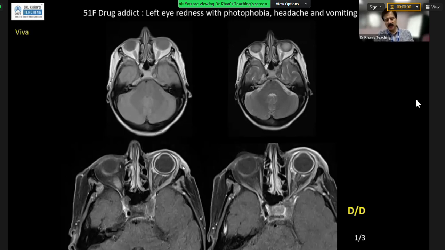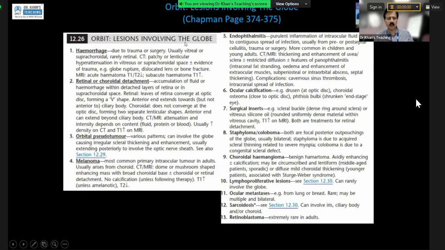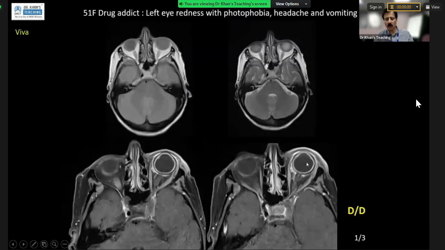Okay, fine. Basically, in this case, if you see here, among orbital lesions involving the globe, one of the things is endophthalmitis. In endophthalmitis, there is infection of the vitreous and aqueous humor within the globe. But there is another term known as panophthalmitis. Pan means everything is on fire, everything is infected. This was a fungal septicemia case. But the idea is to pick up what is happening.